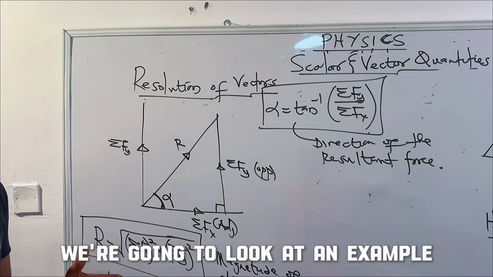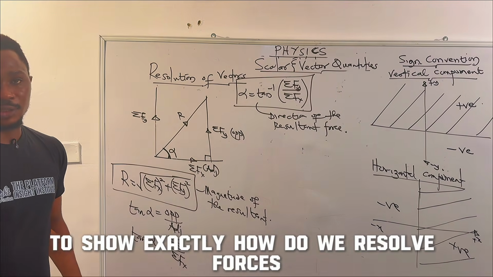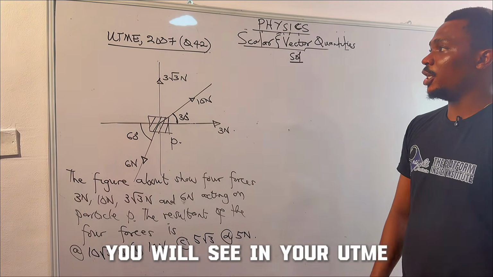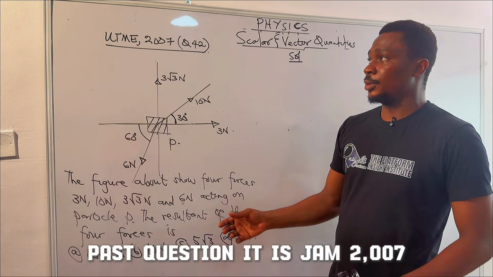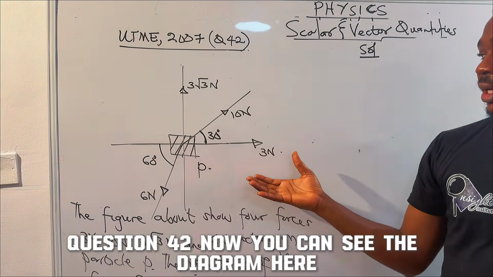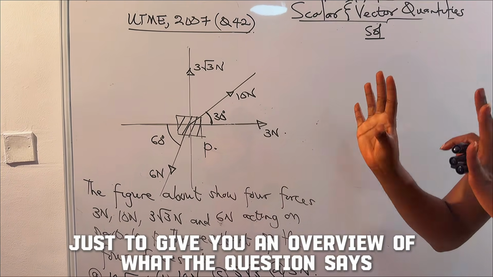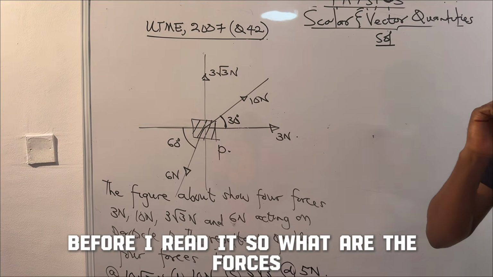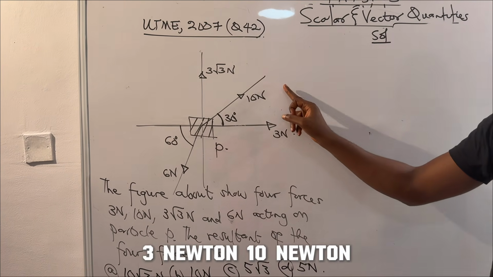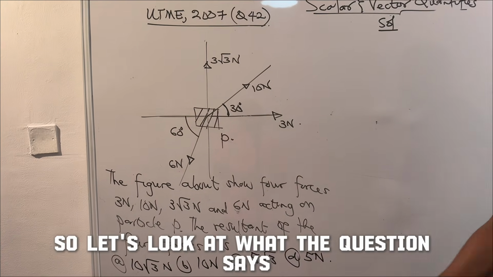So the next one, we're going to look at an example to show exactly how we resolve forces. Just on the concluded resolution of forces, this is one of the questions you will see in your UTME past questions. It is JAMB 2007 question 42. Now you can see the diagram here. These are several forces acting on particle P. We'll read the question just to give you an overview. So what are the forces? You have 3 Newton, 10 Newton, 3 Newton, and 6 Newton acting on it. So let's look at what the question says.